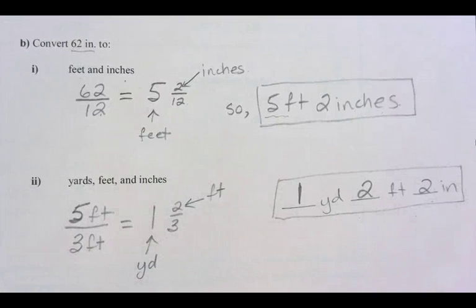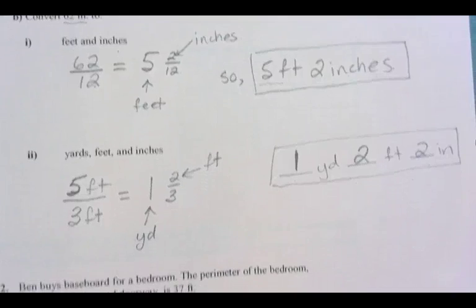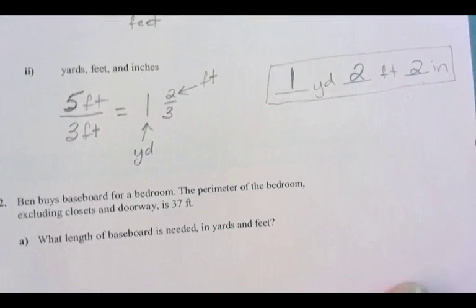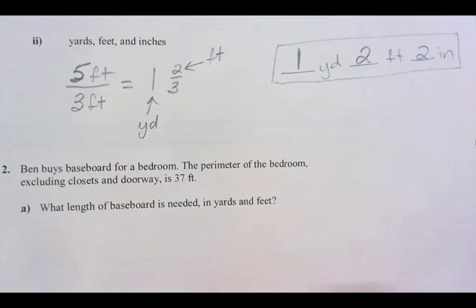Okay, so now let's have a look at number 2, where it says Ben buys baseboard for a bedroom. Now, do you guys know what baseboards are? Yes. Okay, so if you look at the floor and you look at where the floor and the wall connect, it's that connecting piece. Sometimes it's wood, sometimes it's plastic. It's usually a couple of inches long.